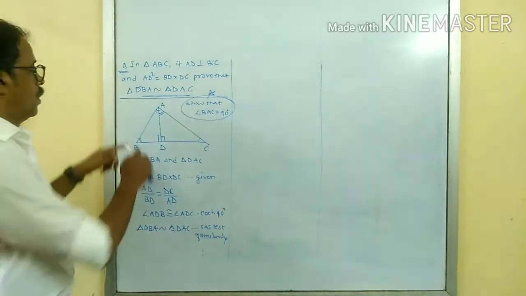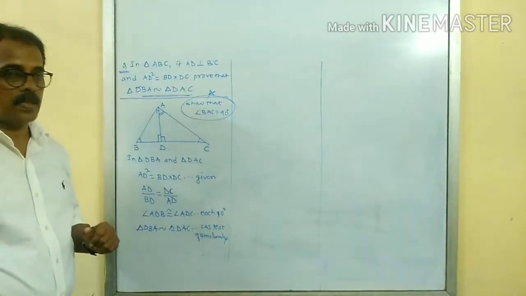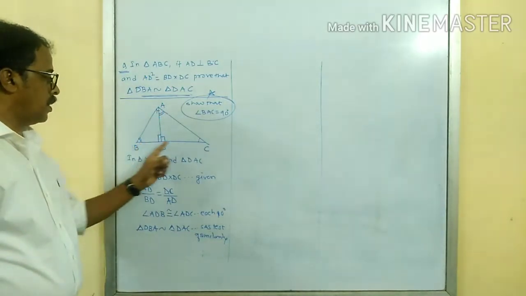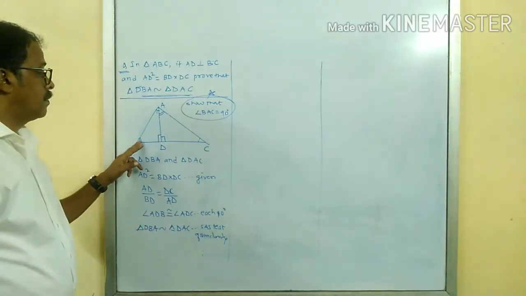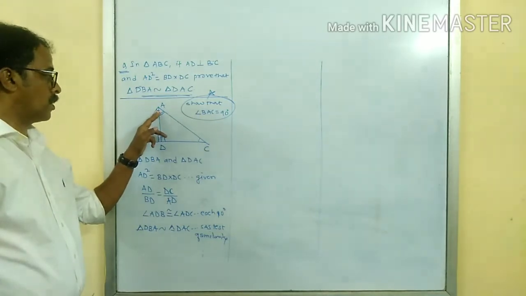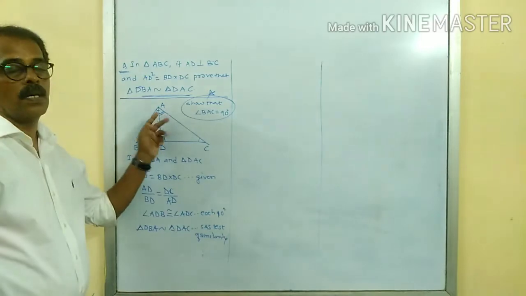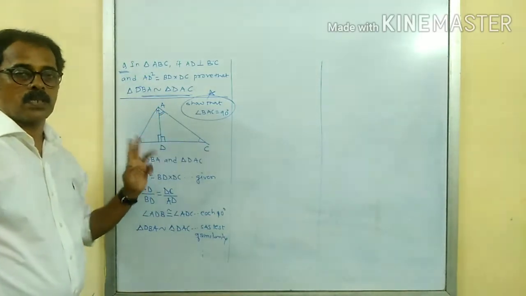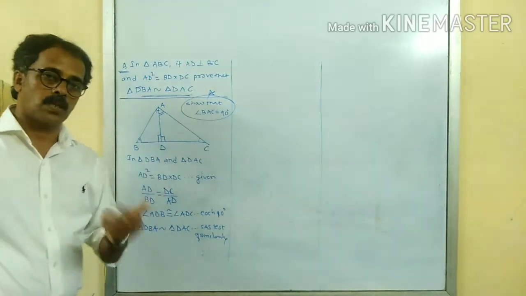Fine. What is the sum of the measures of all angles of a triangle? 180 degrees. So angle A plus angle B plus angle C is equal to 180 degrees. But what about angle B equal to this angle, and this is equal to this? Suppose I consider this as x and this as y, this is x, this is y, this is y. Then x plus y plus x plus y is equal to 180, so 2x plus 2y is equal to 180, and x plus y is equal to 90.